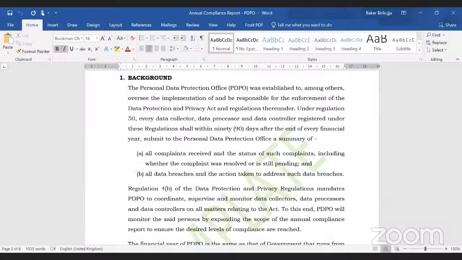The data protection and privacy regulations provide for two areas for which information should be provided. One, the complaints you've received and their status, but also the breaches that you experience and any action undertaken. But we went ahead and included other aspects as required, since Regulation 4B empowers us to set standards and monitor how you comply with them.